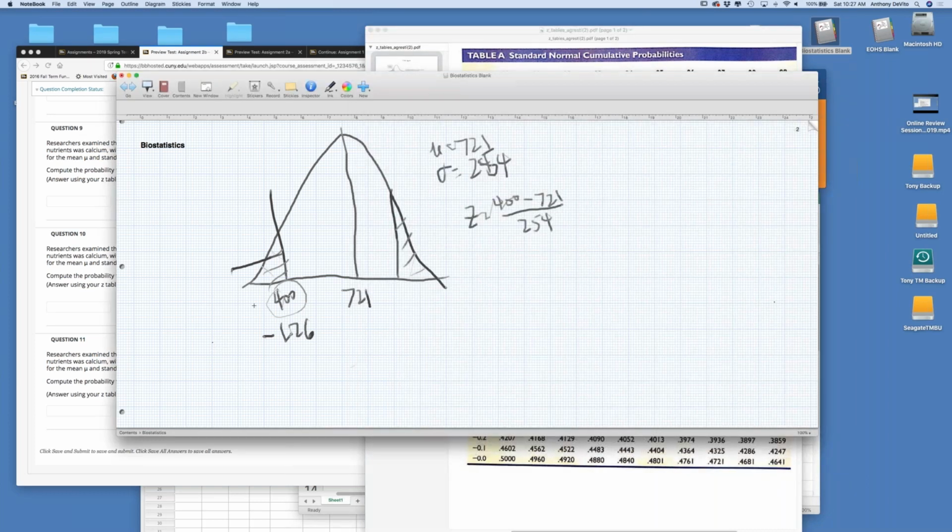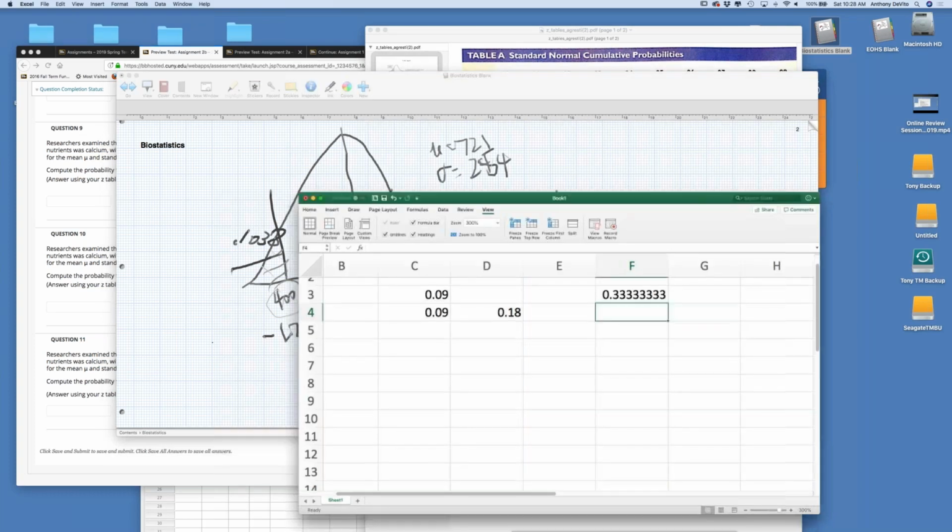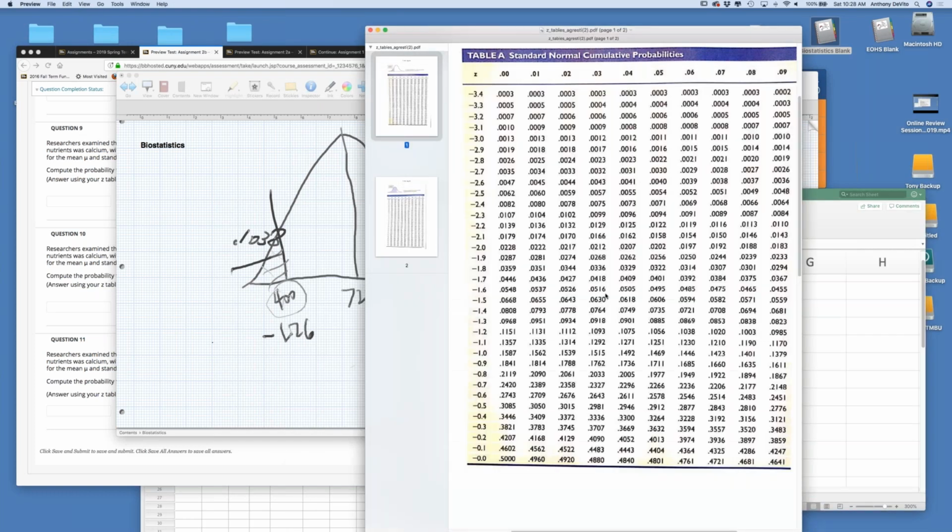So this area is 0.1038. So a little bit more than 10% of the population, a little bit more than a 10% chance that I might pick someone with intake under 400. Let me just make sure I got that right.